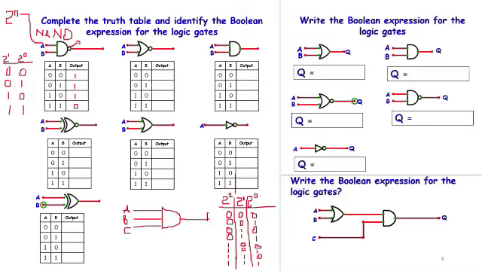So this is an OR gate, but with a NOT. So that's NOR. So this gate here is NOR, N-O-R. 0 plus 0 is 0, but because you are negating it, it becomes 1. 0 plus 1 is 1, but because you are negating it, it becomes 0. 1 plus 0 is 1, but because you are negating it, it becomes 0. 1 plus 1 is 1, but because you are negating it, it becomes 0.